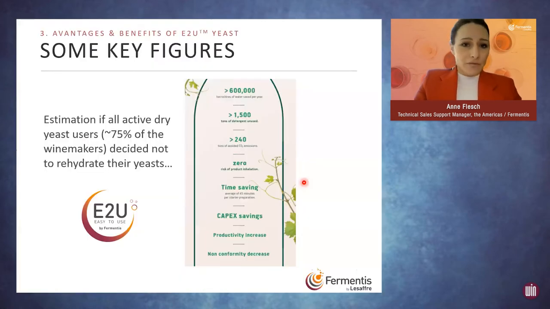So here are some key figures that we evaluated. If 75% of all yeast users, that we estimated, 75% of the winemakers, decided to not rehydrate the yeast, these are some of the numbers of things that the world could save. It's approximately 600,000 hectoliters of water per year worldwide, 500 tons of detergent, obviously CO2 emissions and things like that. So definitely some big savings on the whole picture.